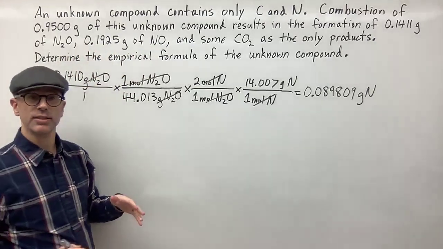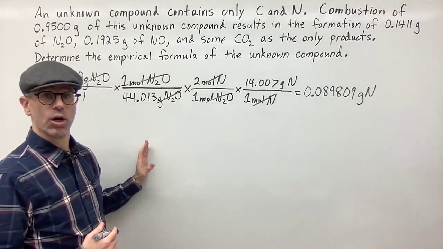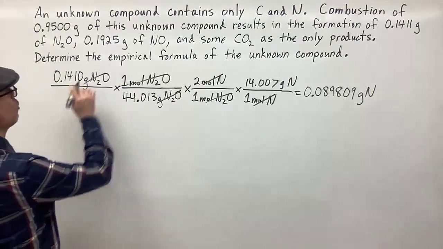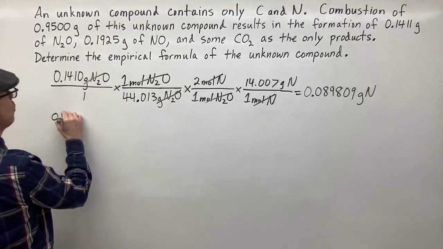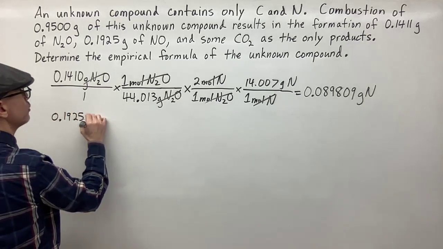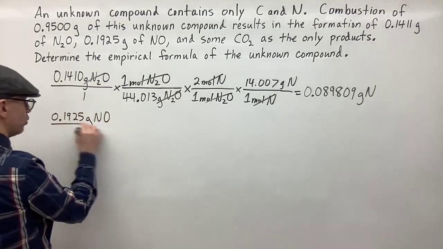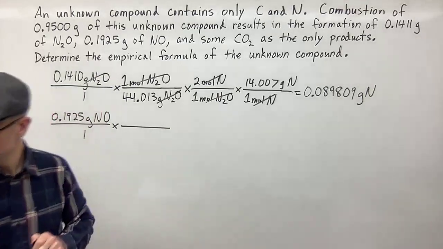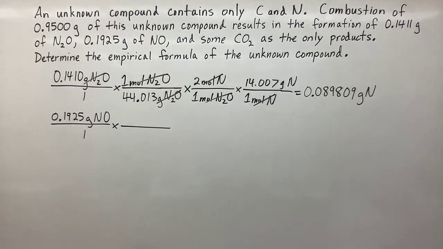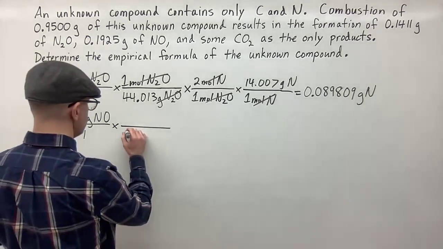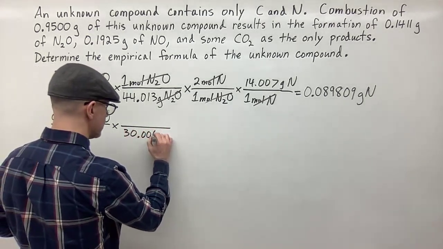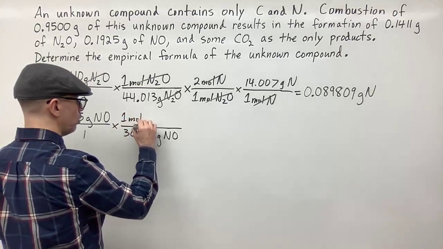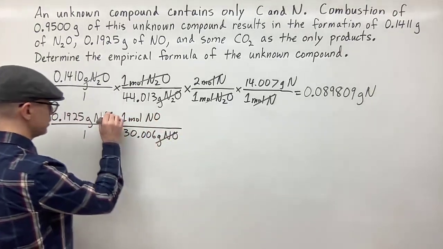And now we can do the same thing with NO. Do the exact same process to find the grams of nitrogen from our original compound that end up in NO during the combustion reaction. So we're going to take 0.1925 grams of NO. We're going to use the molar mass of NO to convert that to moles. And that was 30.006. So 30.006 grams of NO on the bottom and 1 mole of NO on top. So grams of NO cancel out.